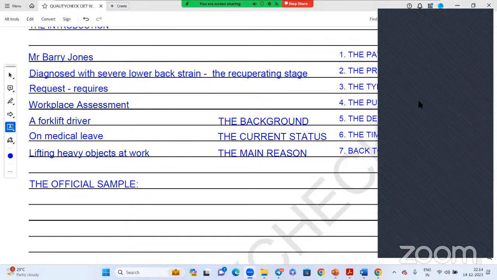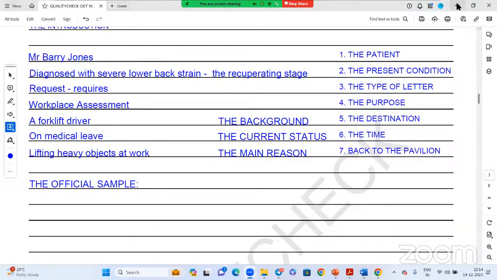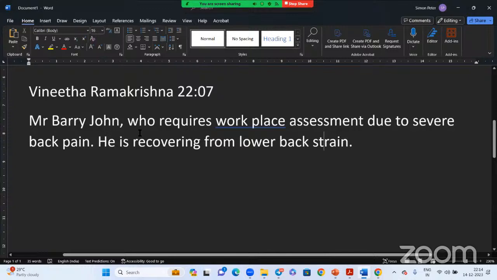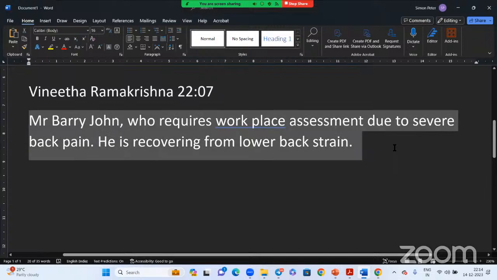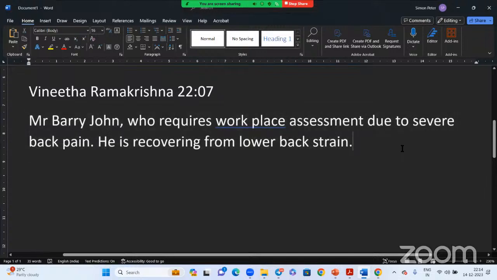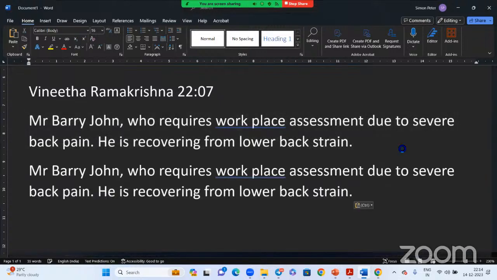Now, the first sentence I have taken from Vinitha Ramakrishnan. Okay. Now let us see the correctness of this sentence. This is the sentence which she has written. Now I am going to correct that sentence here.